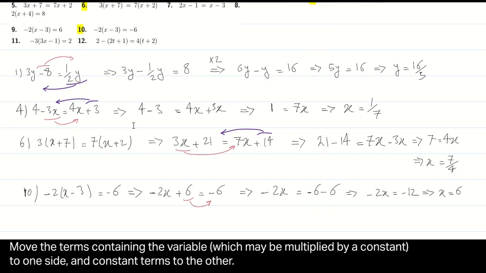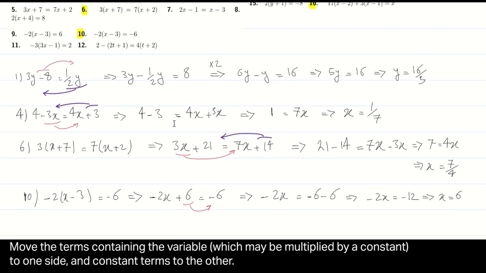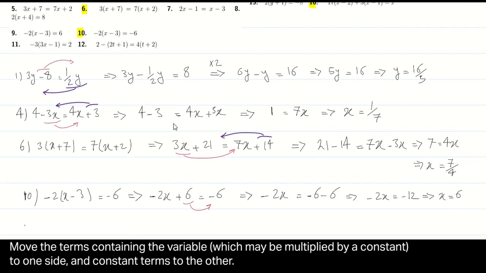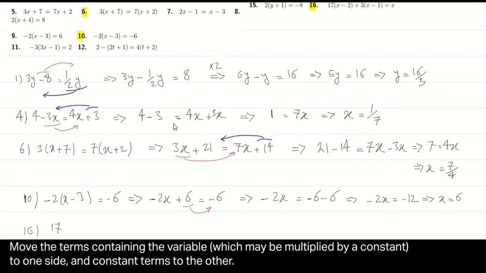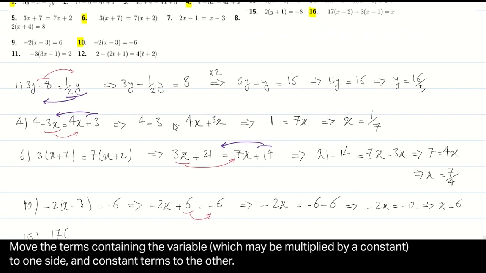And the last example, I'm going to solve question 16. So on 16, we have 17 times x minus 2 plus 3 times x minus 1 is equal to x.